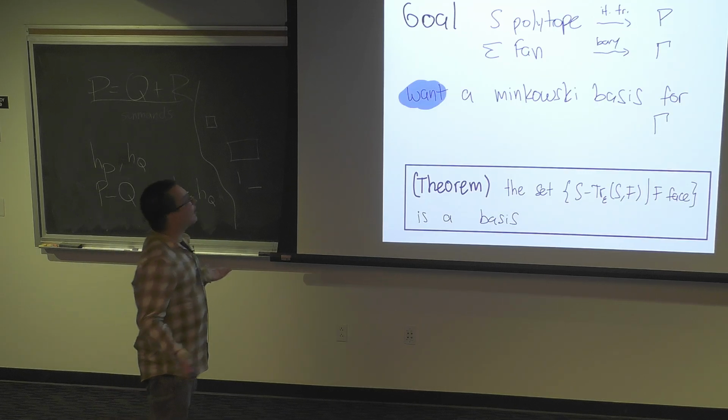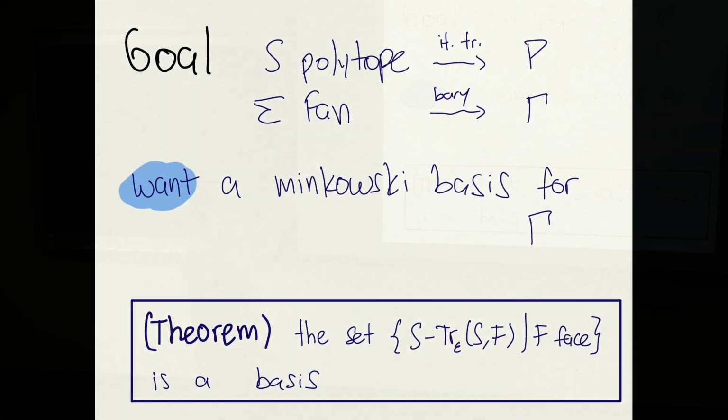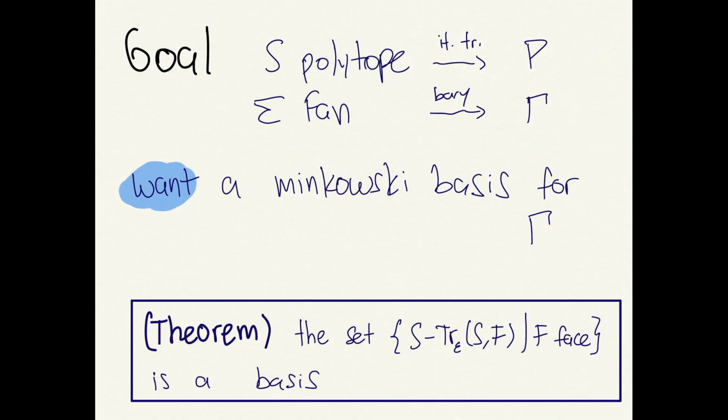Okay, so let me change the goal and say, I cannot do it in general, but at least if I want to generalize the case of the generalized permutohedron, I start with a polytope S, let's call it the seed polytope, which has a fan, and then I do the super iterated truncation, so all vertices, all edges, and so on. Dually, I take the barycentric subdivision of sigma, and I want a Minkowski basis for that.